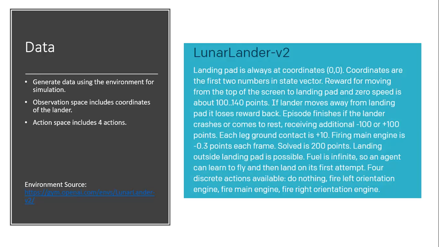Landing outside the landing pad is also possible. And here we consider the fuel is infinite. So the agent can learn to fly and land on its first attempt. Here there are 4 discrete actions available, as I have mentioned above: do nothing, fire left orientation engine, fire main engine, fire right orientation engine.